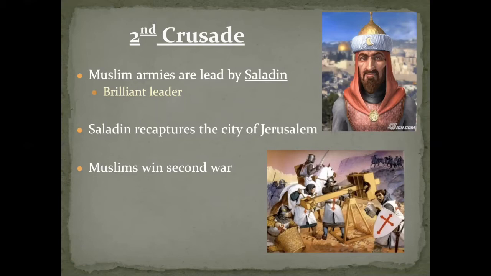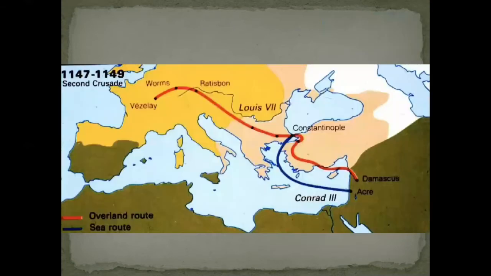And here in the second picture, we see some of the Crusaders trying to defend off the incoming Muslims from Jerusalem. But remembering that the Muslims controlled this territory first. And here we see the Second Crusade, the overland route and the sea route to get to Constantinople.